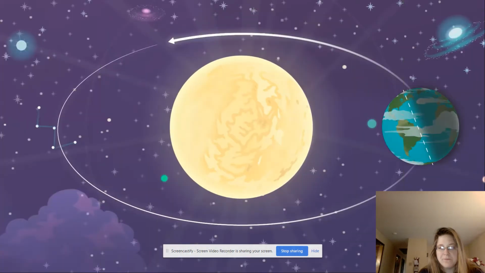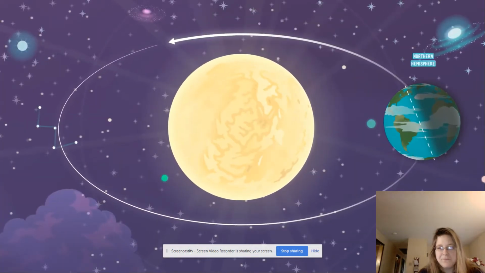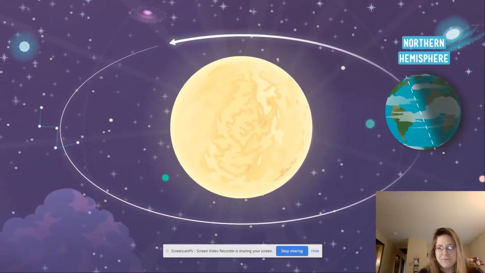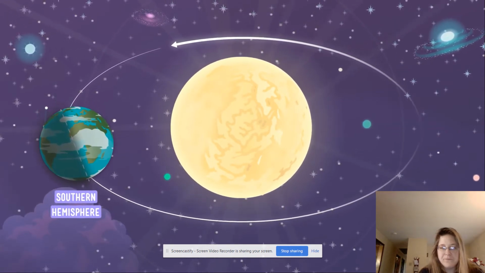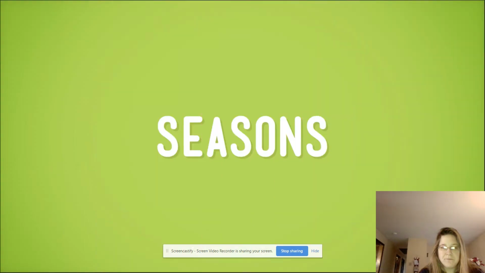Well, as the Earth travels around the sun, it creates a pattern throughout the year. This pattern happens over and over again, and I'm sure you've noticed it. At certain times of the year, you see the northern hemisphere leans towards the sun, and the southern hemisphere leans away. And at other times, the southern hemisphere leans towards the sun, and the northern hemisphere leans away. That pattern, my friend, is what makes seasons.